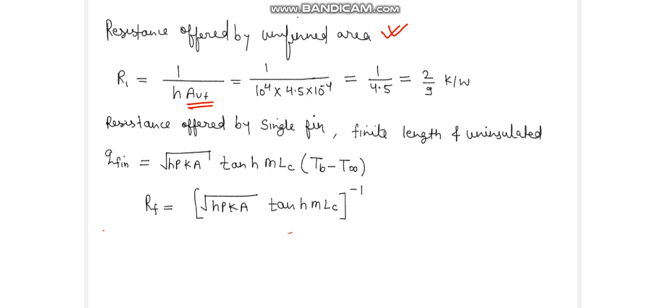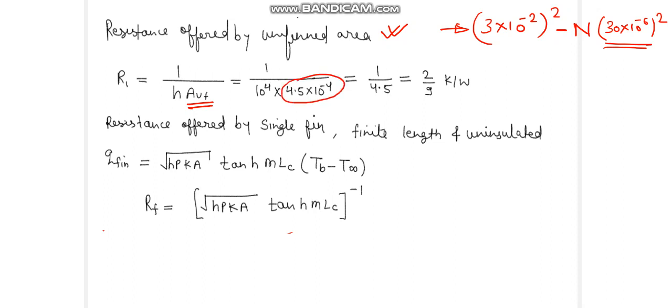The unfinned surface area can be calculated as the area of the square plate, (3 times 10 raised to power minus 2) squared, minus n, the number of fins, times the area of each fin. By doing this we can calculate the total unfinned area, and by putting it in this expression we can calculate the convective resistance offered by the unfinned area. So this is the convective resistance offered by the unfinned area.